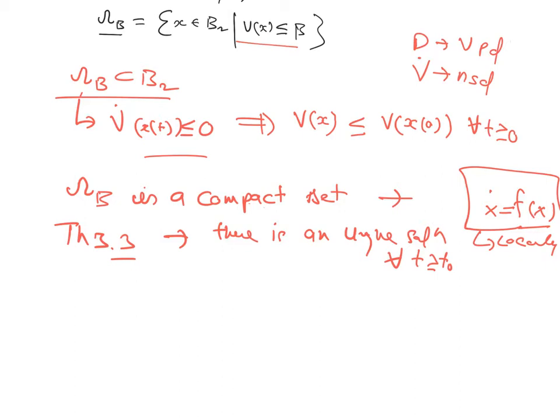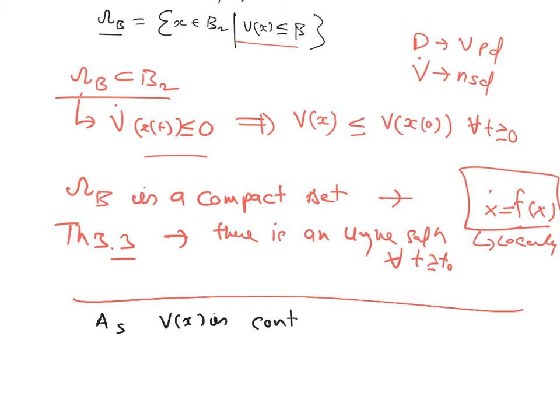So now the next part of the proof is this. As V of x is continuous, of course, that's one property of our V of x, continuous and continuously differentiable, and V of 0 equals 0. At 0, V of 0 is 0, right? That's a property of our positive definite function. It was positive except at the origin. At the origin, V of 0 is 0.